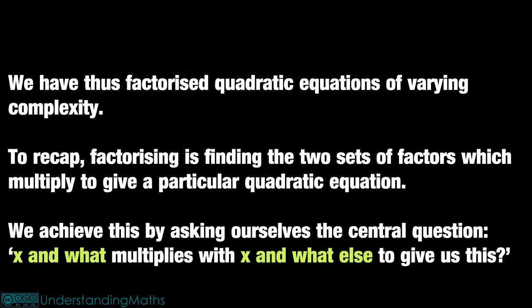We have thus factorized quadratic equations of varying complexity. To recap, factorizing is finding the two sets of factors which multiply to give a particular quadratic equation. We achieve this by asking ourselves the central question: x and what multiplies with x and what else to give us this?